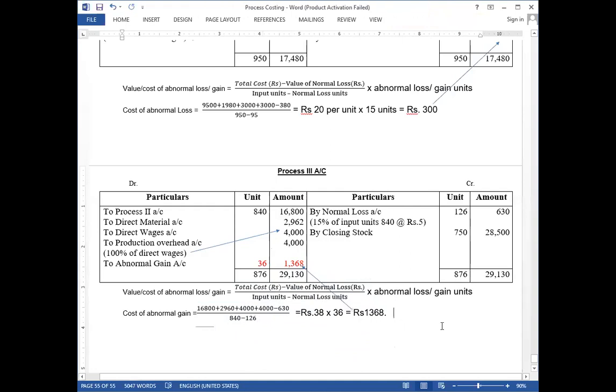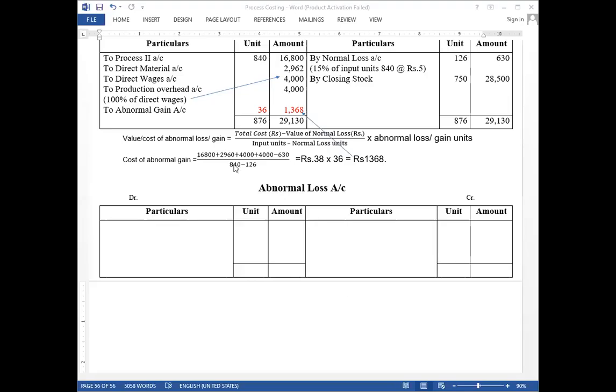Any doubt in this case? 28,500 and the total is 29,130. Okay, so process 3 is over. Now we have to open the abnormal loss account, abnormal gain account, and normal loss account. Shall we start? Be ready with the format so that we can finish the abnormal loss account. Now the format of abnormal loss is ready.